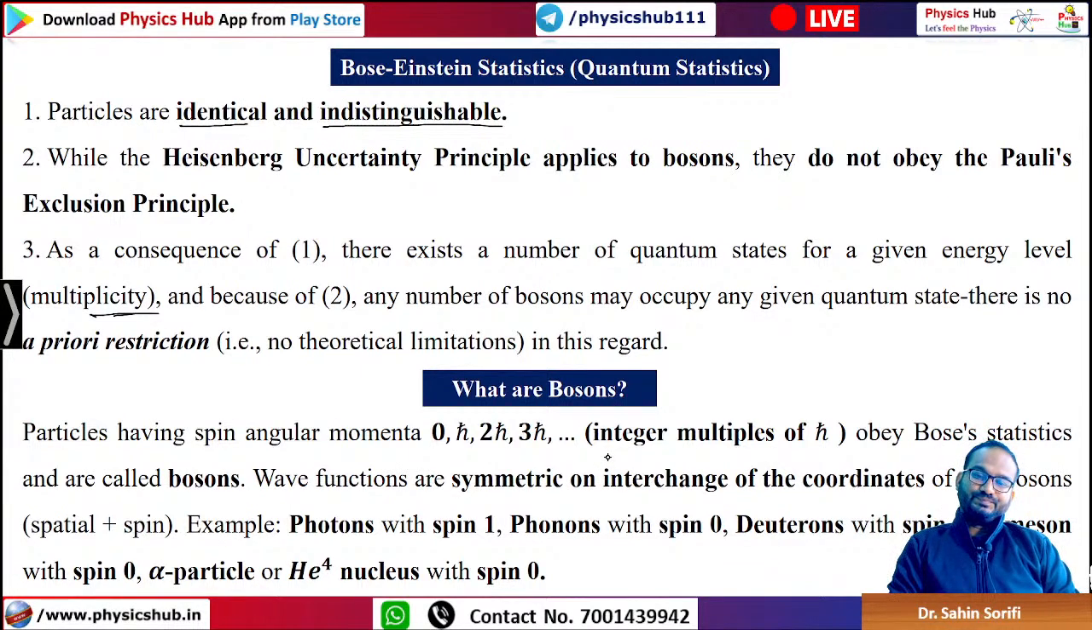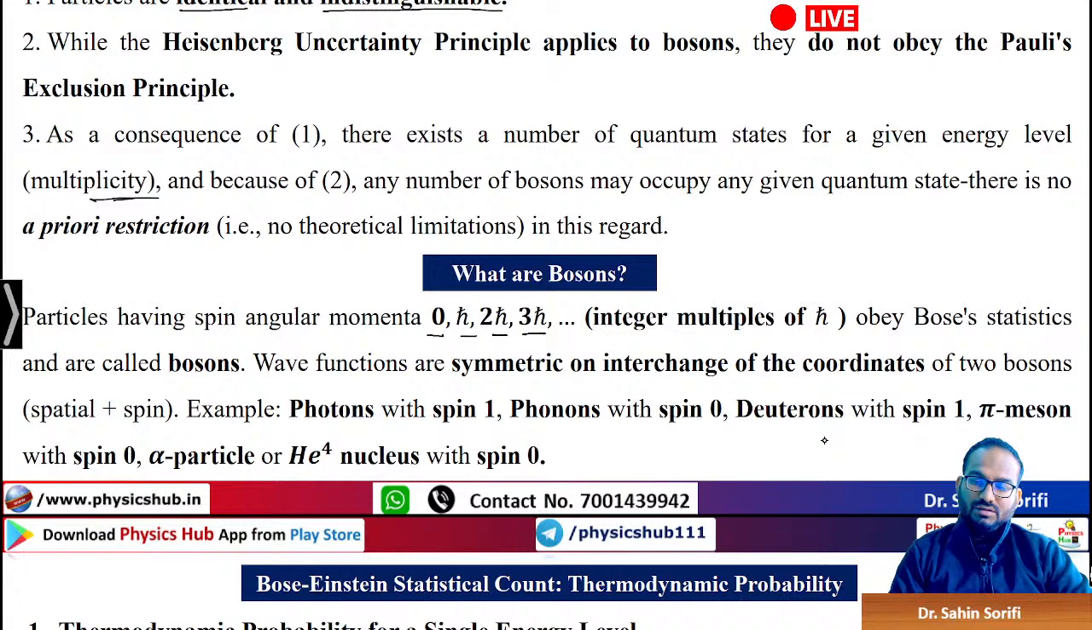What are bosons? Particles having spin angular momentum 0, ħ, 2ħ, 3ħ, that is, integer multiples of ħ, obey Bose-Einstein statistics and are called bosons. The wave function is symmetric, as I told you: 1 by root 2 [φn(r1)φs(r2) plus φn(r2)φs(r1)]. Wave functions are symmetric on interchange of the coordinates of two bosons, spatial plus spin. Photons have spin 1, phonons have spin 0. They are all integers, you can see.